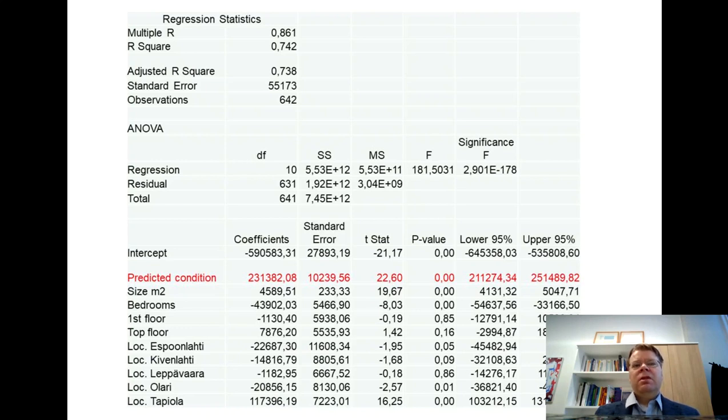And here the motivation was that this self-reported condition might be subject to a lot of measurement errors, and we tried to find some instruments that could correlate with the true condition of the apartment. And then we ran an auxiliary regression model where we predicted the condition. And now when we used the predicted condition in the original regression model, we found a much, much higher impact of the condition of the apartment on the price.